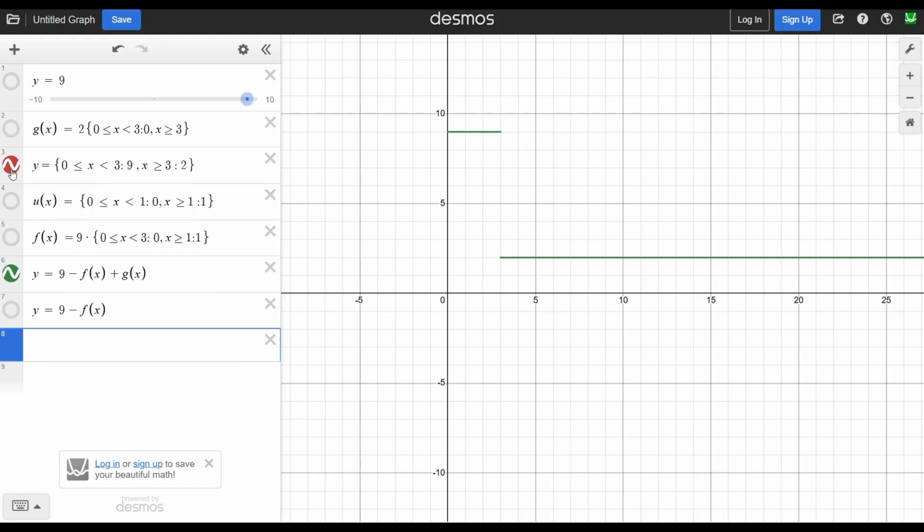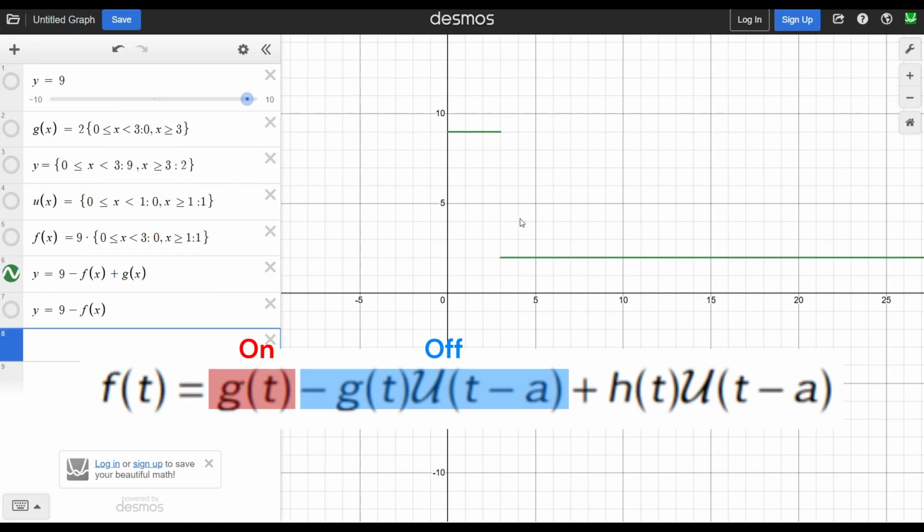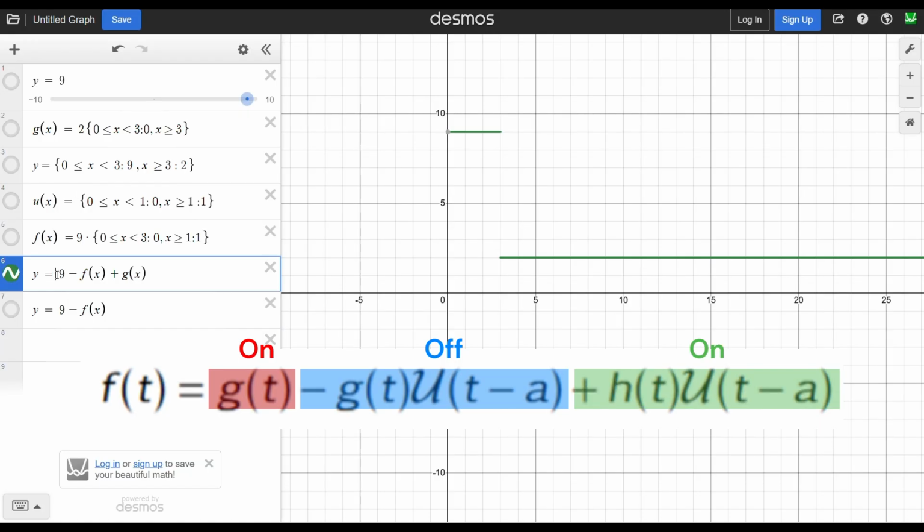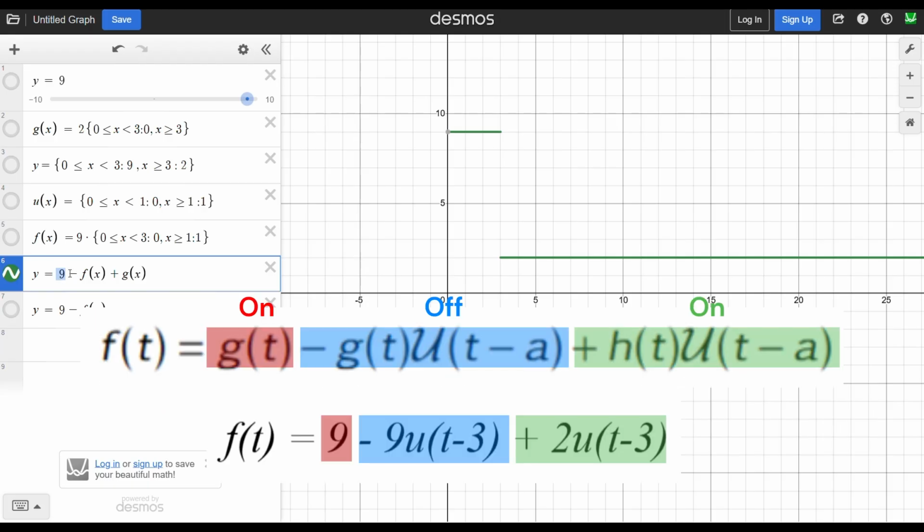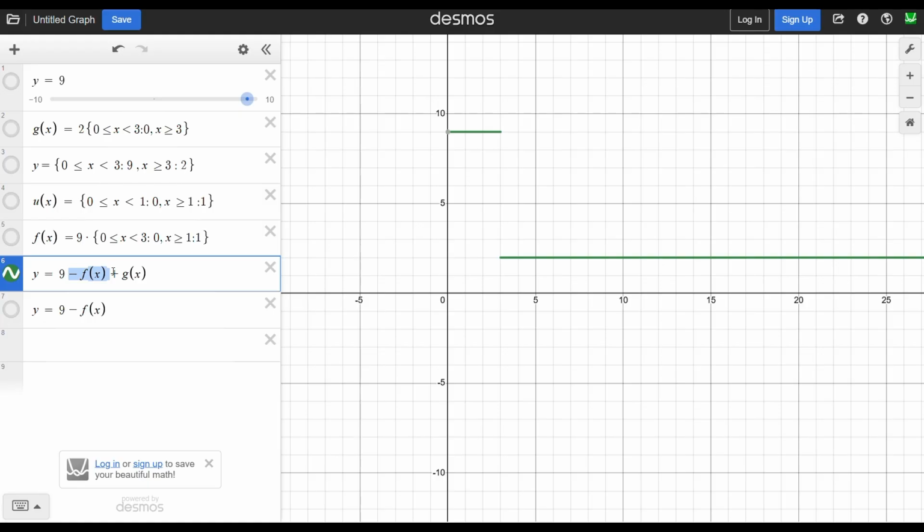Right there. So the general formula is basically you first turn on your function, you turn it off, and then you turn on the next function. In this case, what we did is we had 9 turned on. We then turned it off by subtracting at the shift of 3, because that's where we wanted it to turn off. And then we turned our next function 2 on by adding the unit function shifted at 3. So it's turning on 9, turning it off at 3 seconds, and then turning on 2 at 3 seconds.